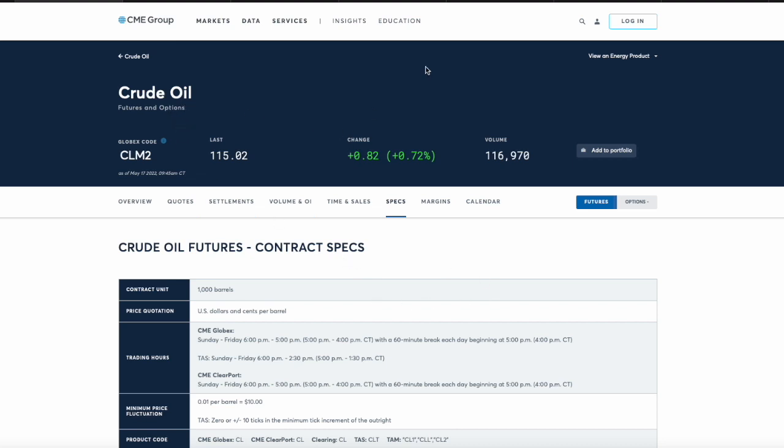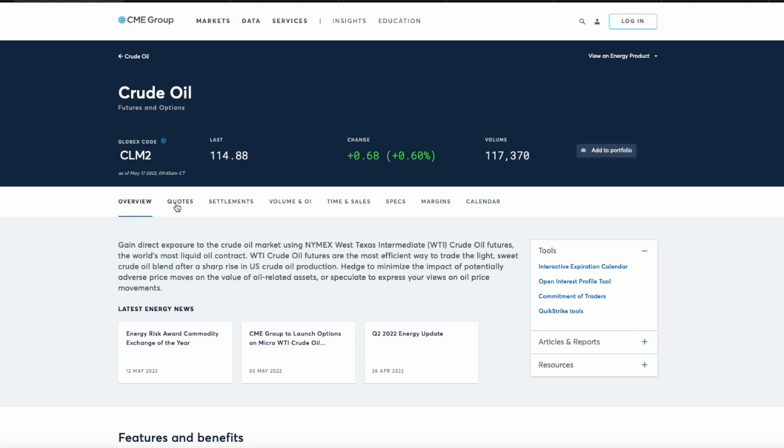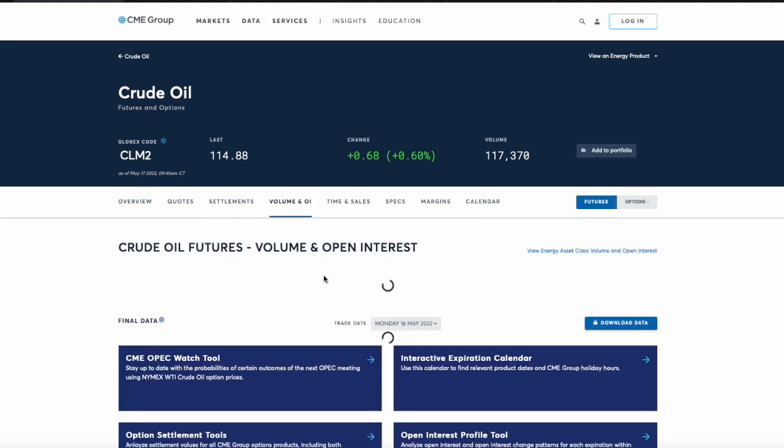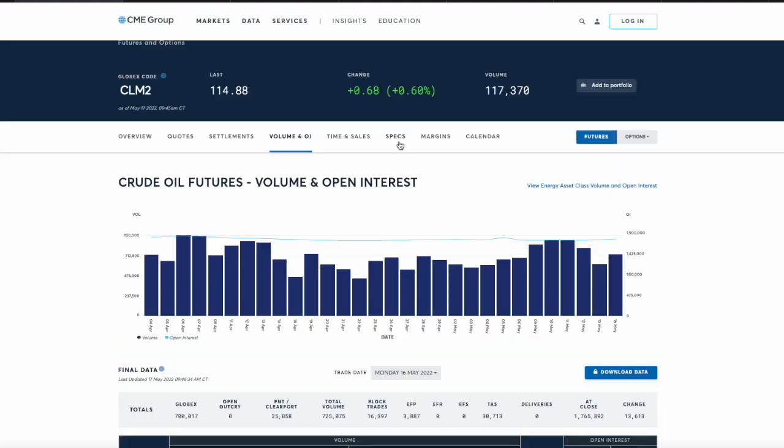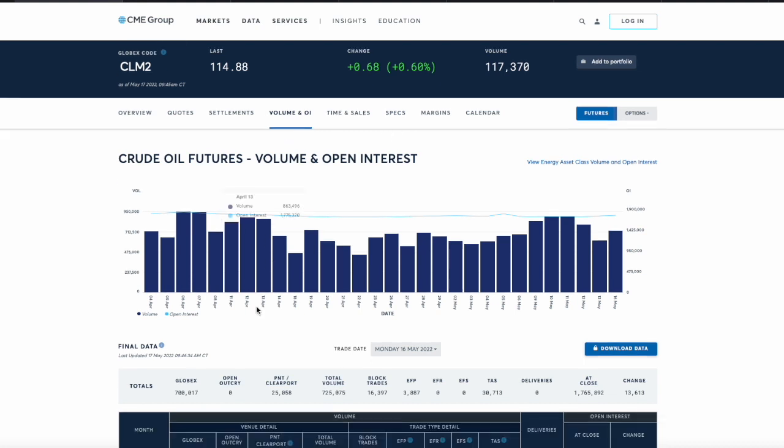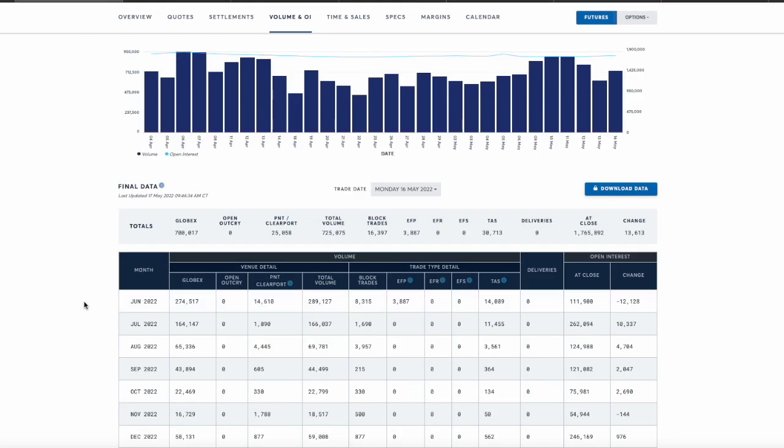So I pulled up crude oil. You can go to the main CME Group website and search and find any of the products you're interested in and explore their website. They have lots of information. We're going to focus on the contract specs, but they do have things like a nice overview, quotes, settlements, volume, time and sales.